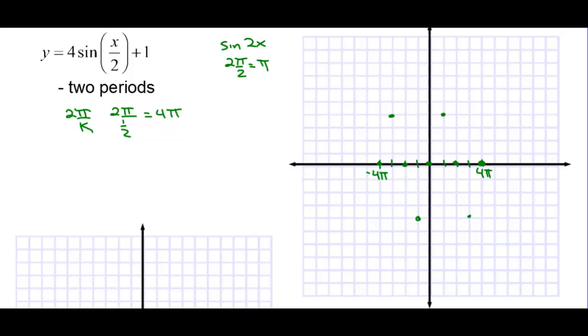But now that plus 1 on the outside means now raise all of these up 1. So up 1, up 1, up 1, up 1. I missed this one right here. Here, there. And this one. Now it should create this nice, smooth wave. There we go. Tricky part's probably the period there.